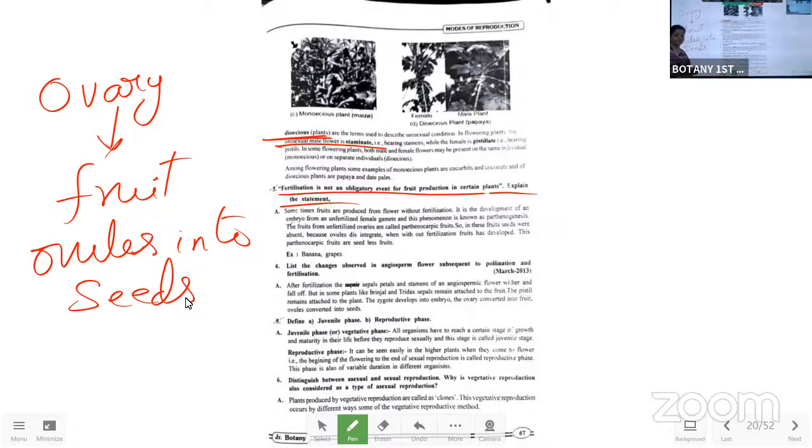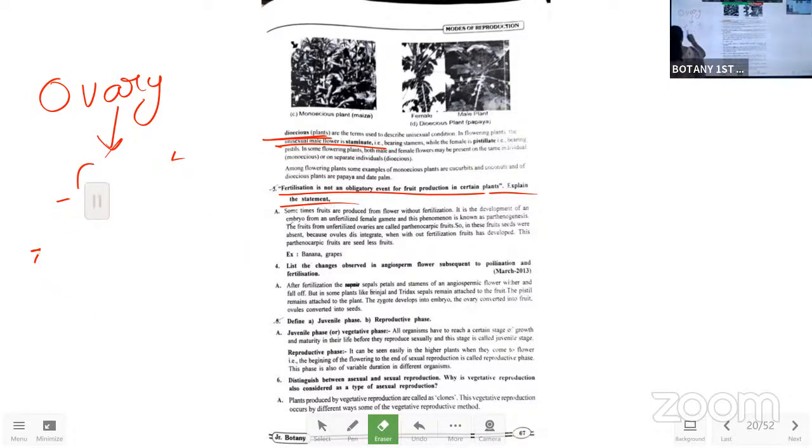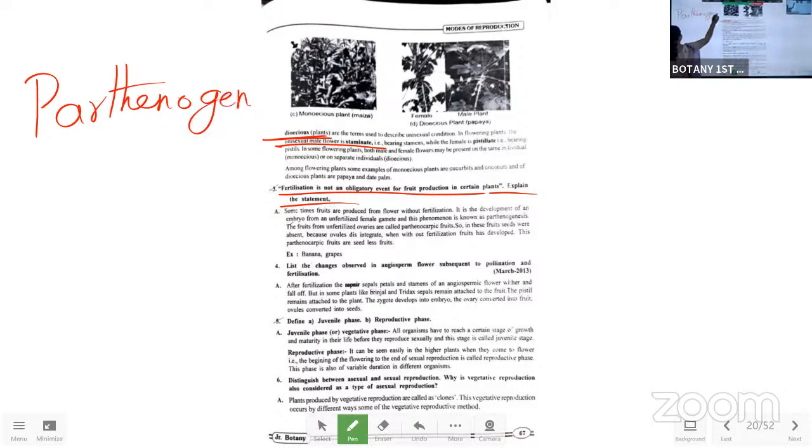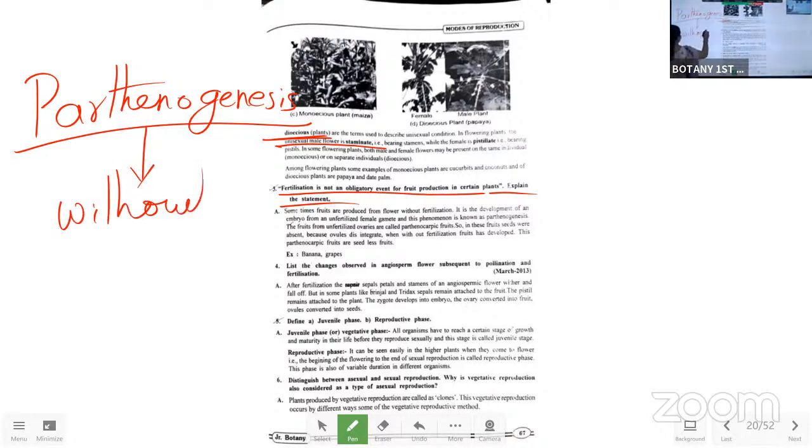In some plants, without the fertilization, the fruit starts development. That is, the flower turns into the fruit without a fertilization. That is called parthenogenesis. Without a fertilization, when a fruit is formed from the ovary, that is called parthenogenesis. And in this, without a fertilization, what happens over here?